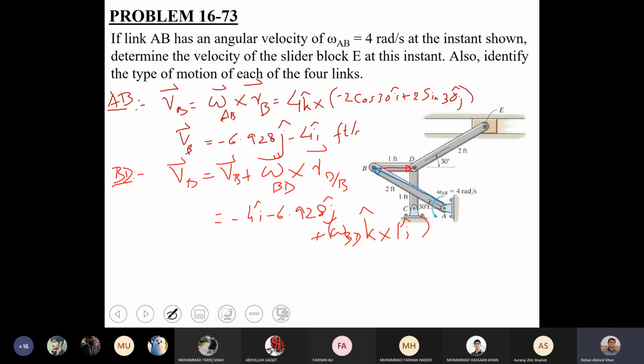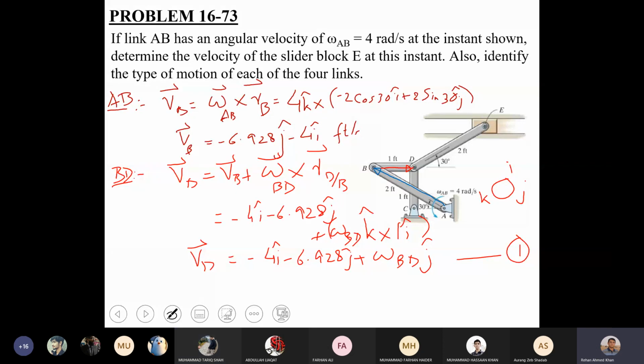So this is going to be omega cross R. Once you simplify it, it would become minus 4 I minus 6.928 J. As far as omega cross R is concerned, if we consider this smaller triangle, then this would become omega BD K cross I, and K cross I is J, so this would be J, and this represents the velocity of point D on the left hand side of this equation. Is that okay? Is it clear up to here? Let me call it my equation number 1. Is it clear to all of you?